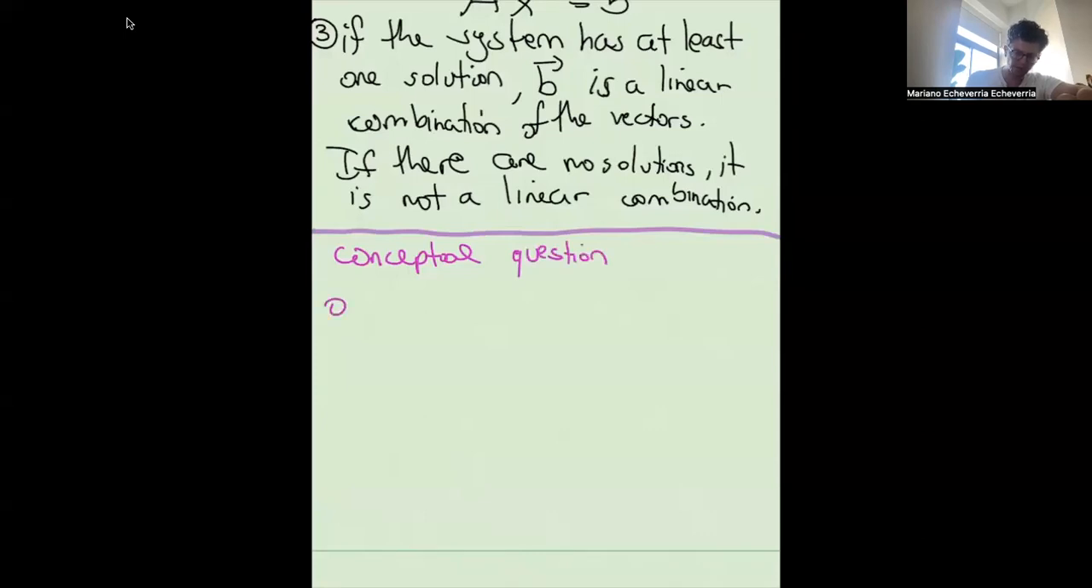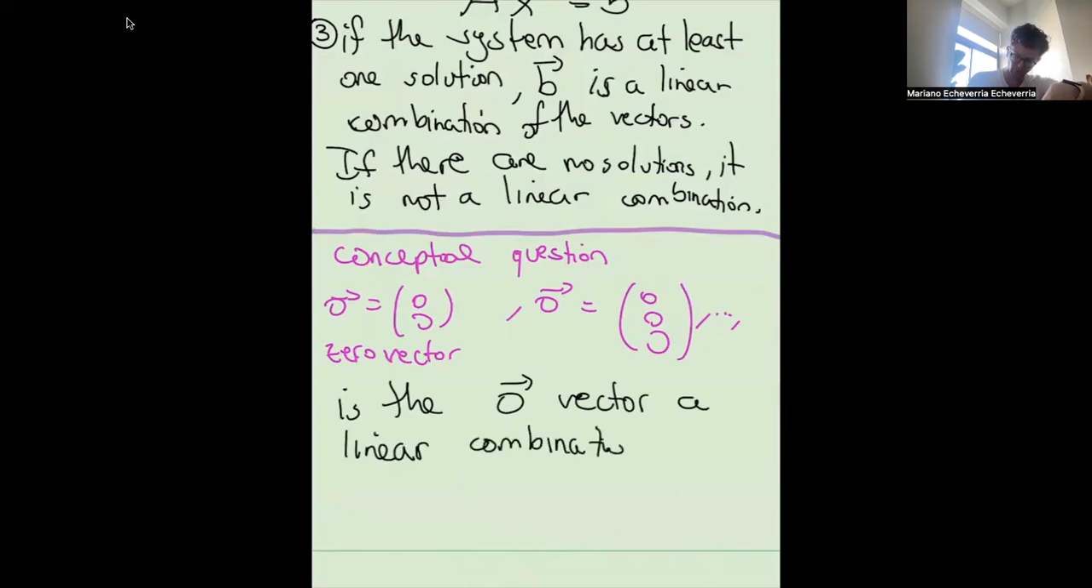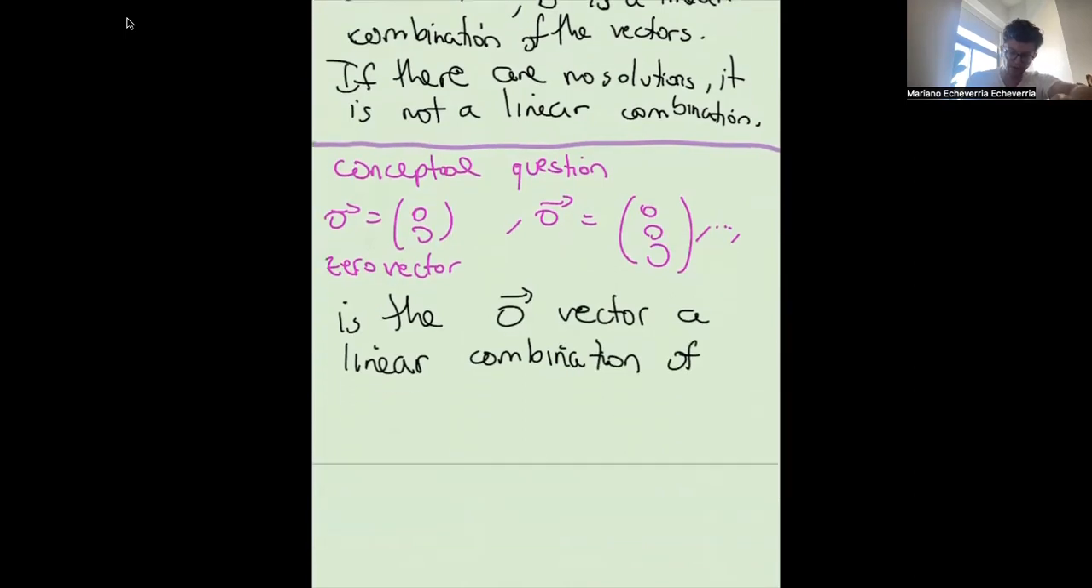Remember that the zero vector is the vector whose entries are all zero. So the zero vector always has zeros. So this is the zero vector. The question is: is the zero vector a linear combination of any given set of vectors?